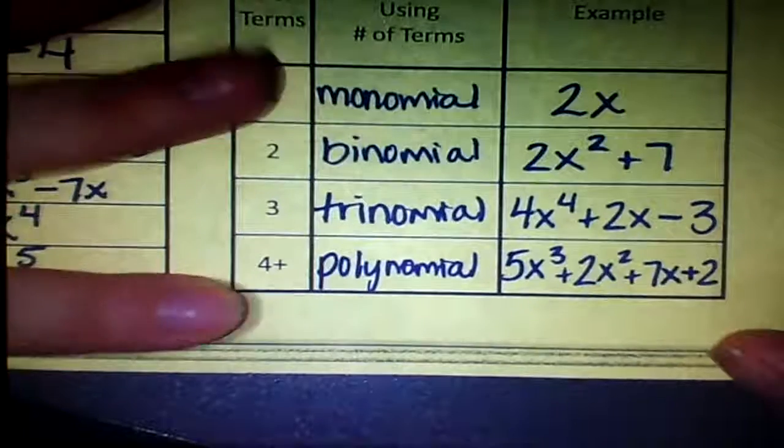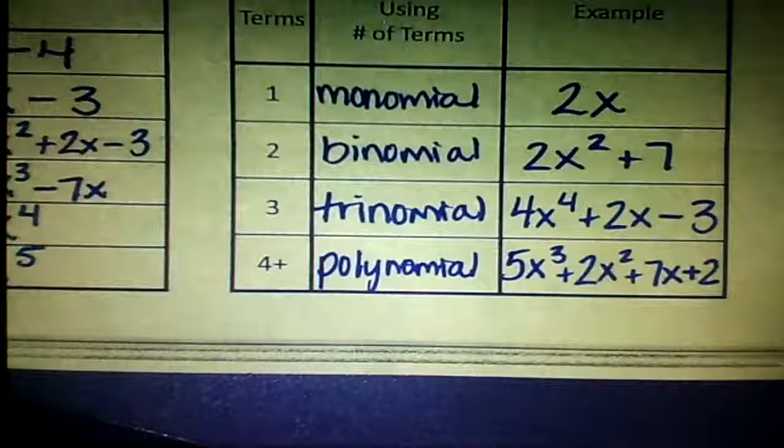Okay. So you can have 4 terms, you can have 5 terms, you can have 6 terms, you can have 17 terms, and they're going to call it a polynomial. And they are those famous mathematicians that have bigger brains than I do.